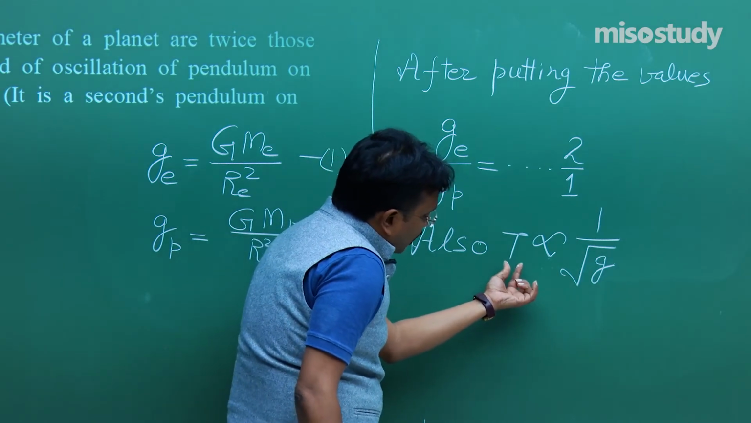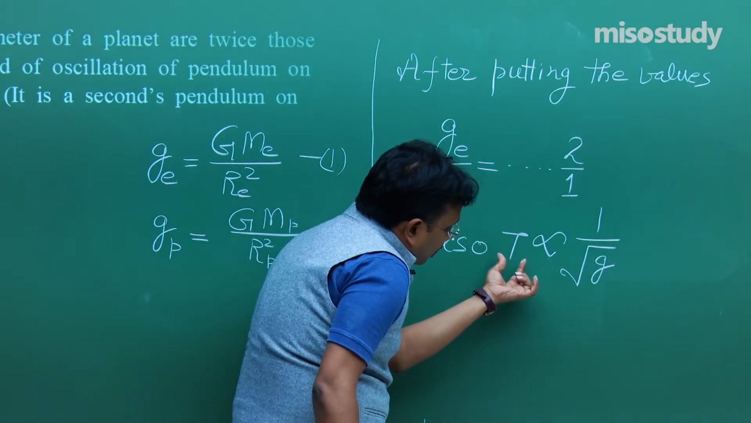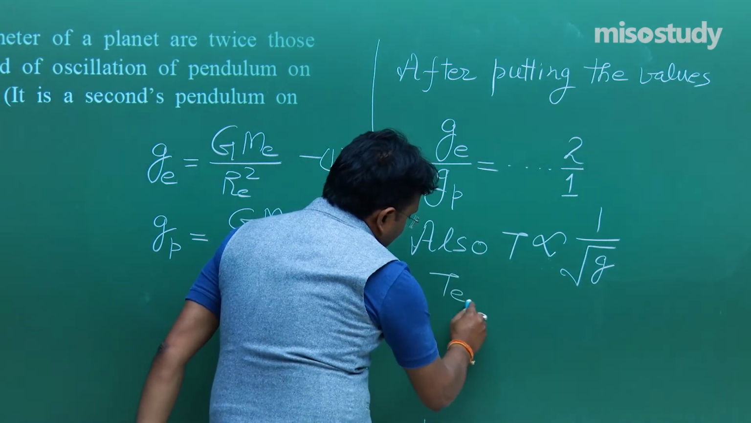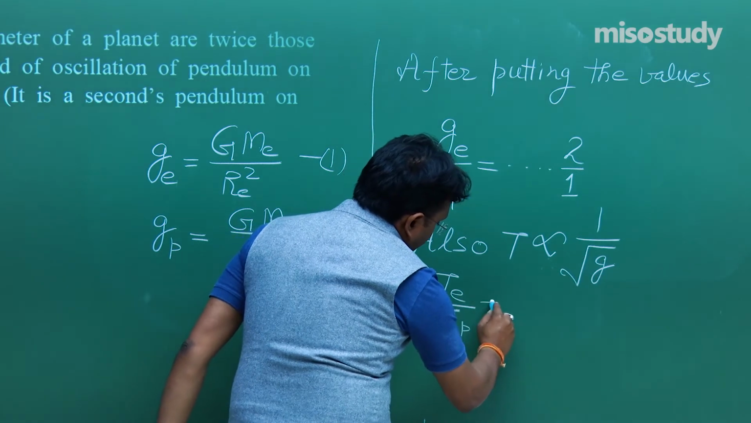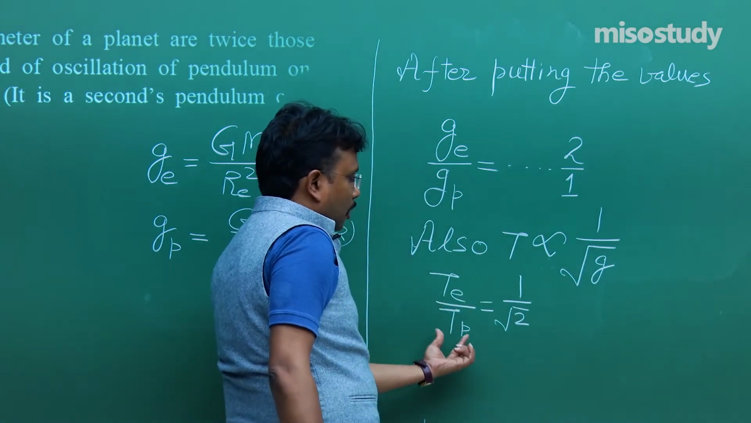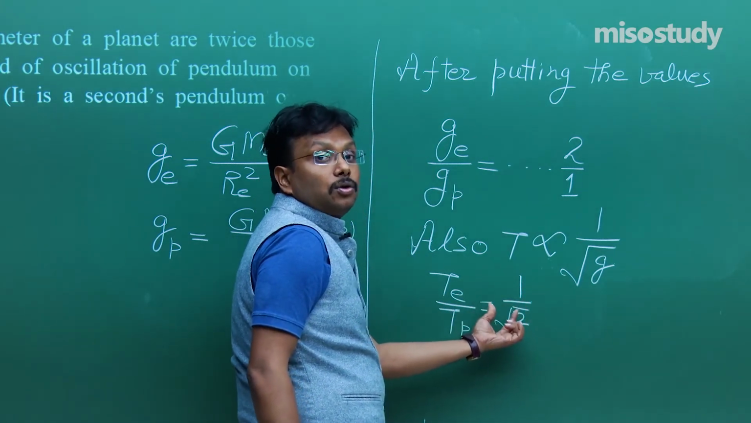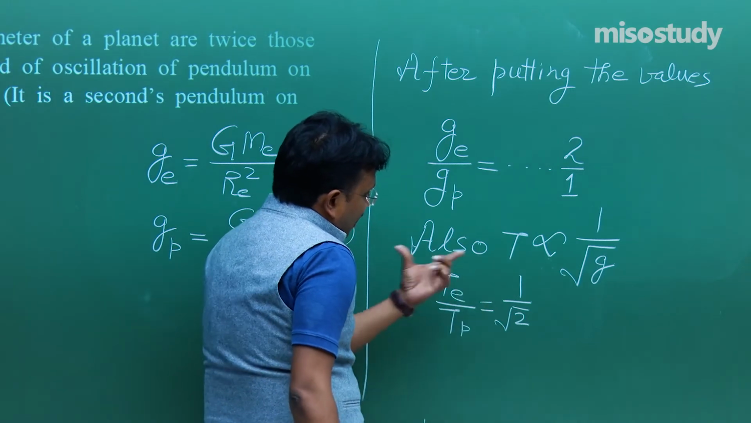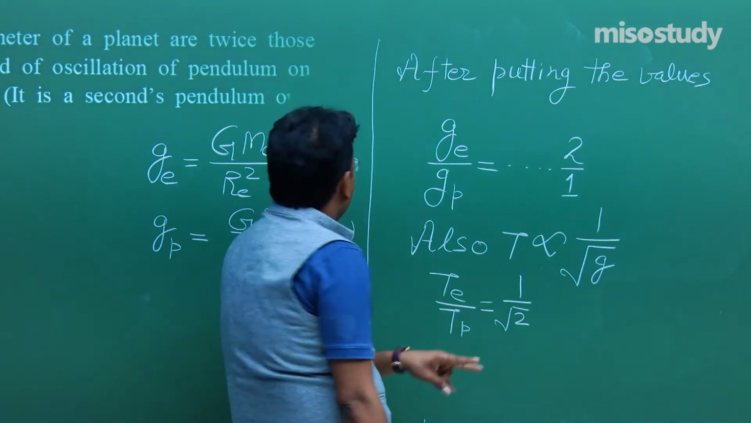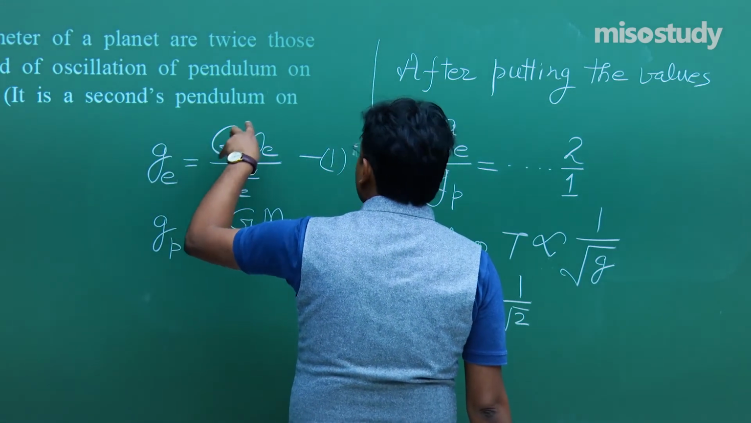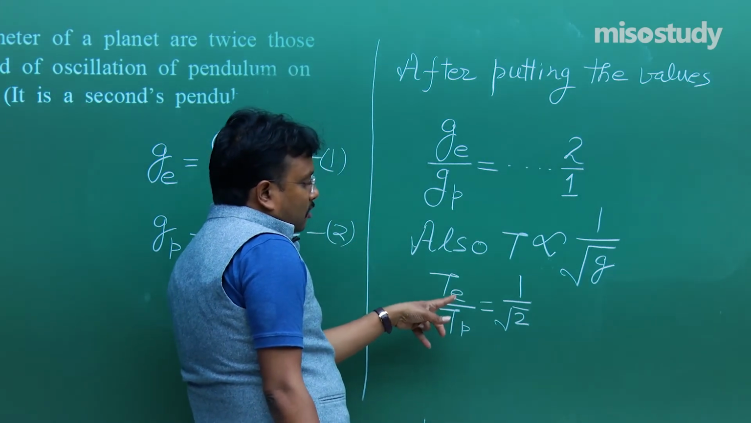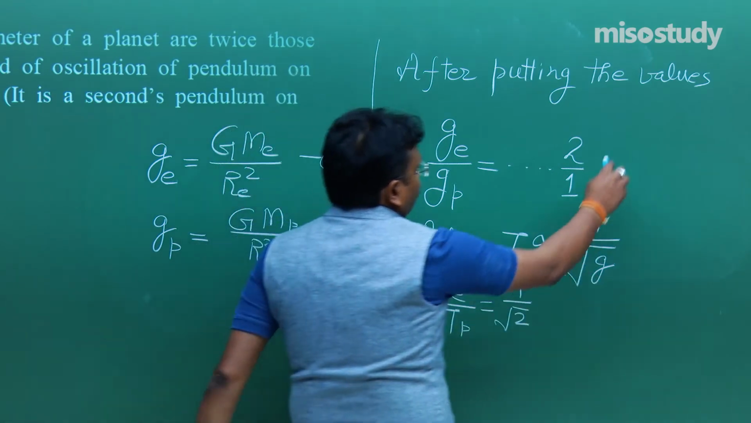So here you have to use again T earth upon T planet, fine. So T earth upon T planet is equal to 1 upon root 2. From here, if you use the value of TE, TE is 2 seconds. Why? Because it is given, it is a seconds pendulum. So as the value of TE is 2, TP is equal to 2 root 2, fine.